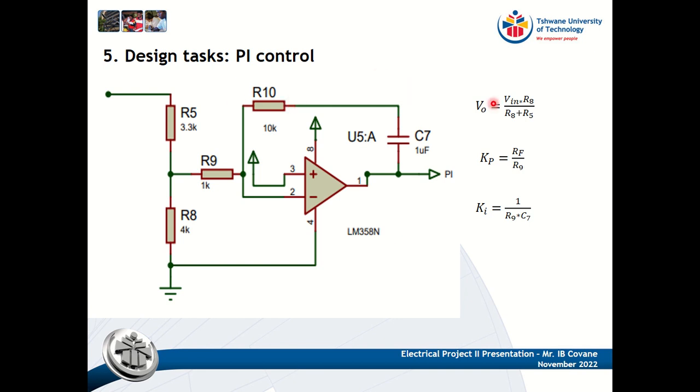So let's look at the PI control. Here, I needed 9 volts at the output. When the output voltage is 9 volts, I'll have to get 5 volts as my output, which will be fed to my comparator. Then the proportional value KP is calculated by using RF, which is a feedback resistor, over R9, and my integral value here is calculated by 1 over R9 times C7. C7 is this 1 microfarad.